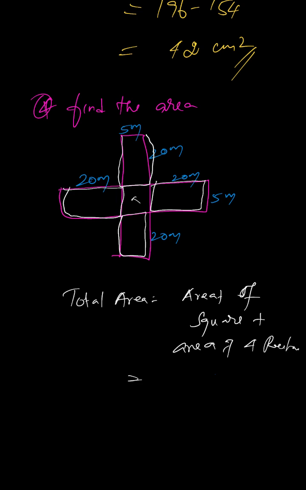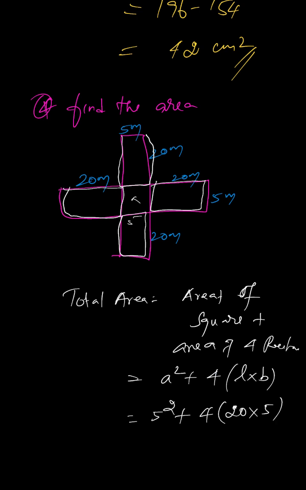So the side value is 5. So a squared plus 4 times l into b. a value 5, 5 squared plus 4 times the length is 20 and the breadth value is 5. So the answer is 25 plus 2 5s are 10, 100, 100 into 4, 400. So the overall answer is 425 centimeters square. So it's interesting, 425 centimeters square. Next, only one more problem is here.